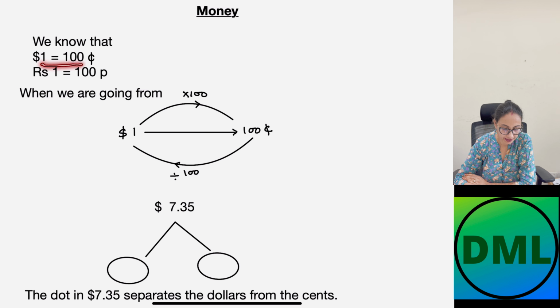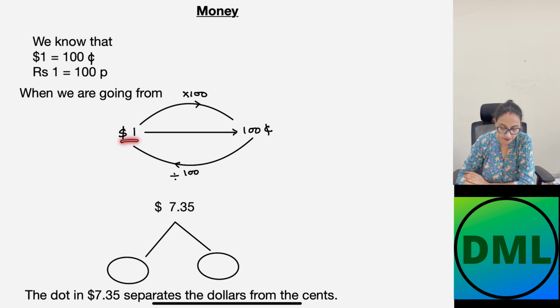$1 is given as 100 cents. So dollar is a bigger unit and cents is a smaller unit. If we say that 1 rupee is equal to 100 paisa, so rupee is a bigger unit and paisa is a smaller unit.